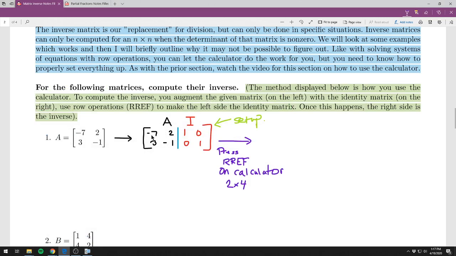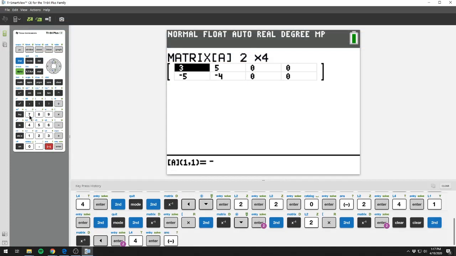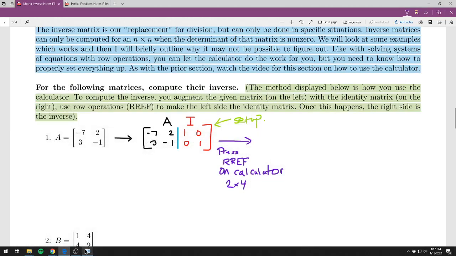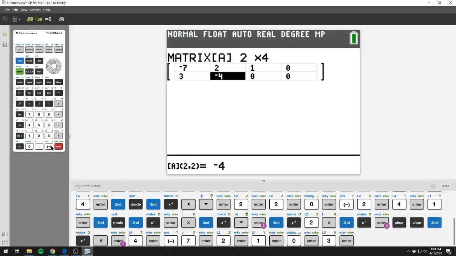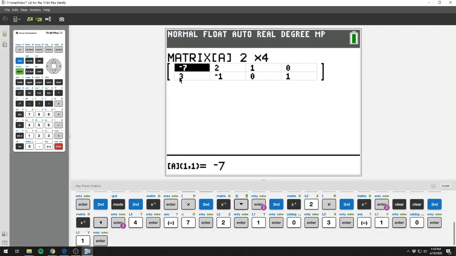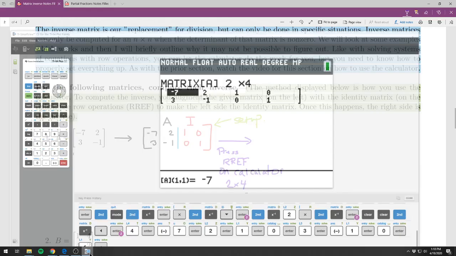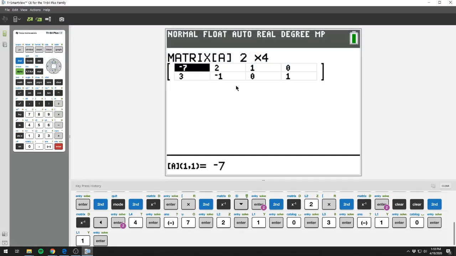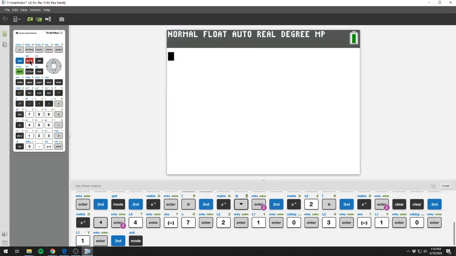The first row is -7, 2, 1, and 0. And then the second row is 3, -1, 0, and 1. All right, and that is the matrix we have set up. We have our matrix A on the left, the matrix I on the right. So go ahead and quit this.